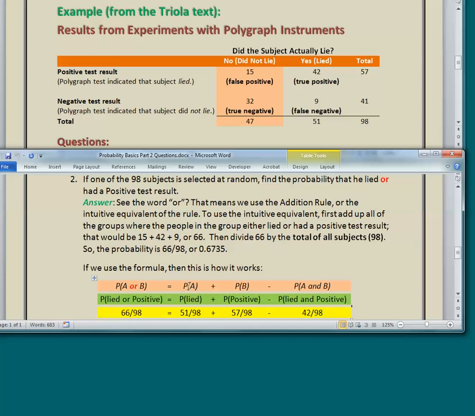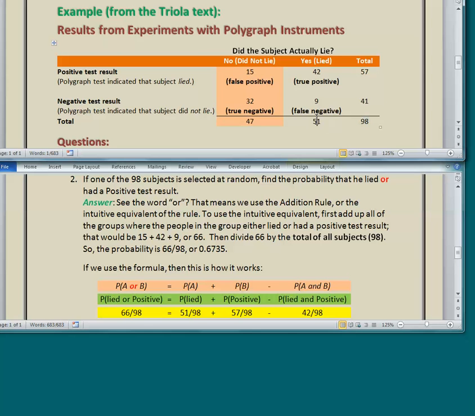So let's start here. The probability of A means the probability that they lied. So again, to find that, we find the total number who lied divided by the total number of everybody. So that's 51 divided by 98, and that goes there. Now we want the probability that they tested positive. Again, here's the positive test result. We're going all the way across to the total. So the probability that anybody tested positive is 57 divided by 98. It's the percentage of those who tested positive.